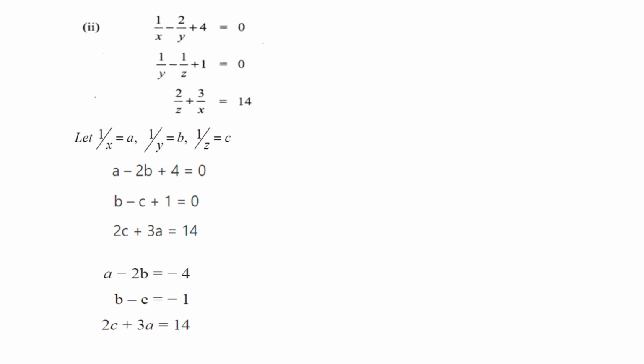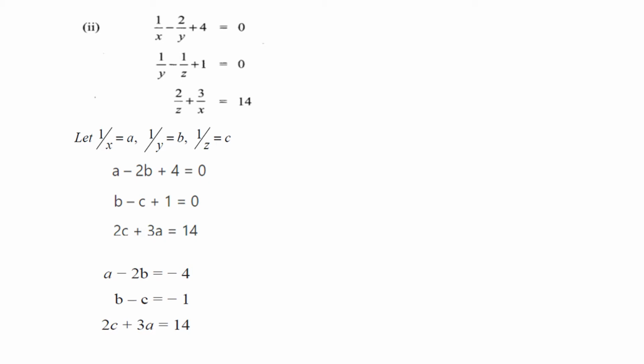Second question: 1 by x minus 2 by y plus 4 equal to 0, 1 by y minus 1 by z plus 1 equal to 0, 2 by z plus 3 by x equal to 14. So here, first we take 1 by x equal to a, and 1 by y equal to b, and 1 by z equal to c. For our easy simplification, we will take this.